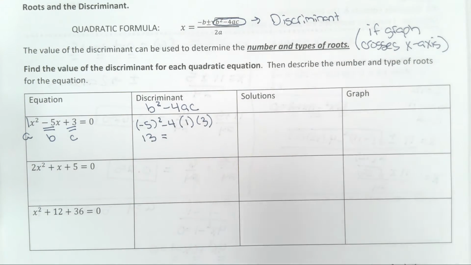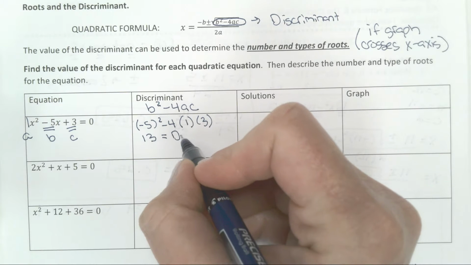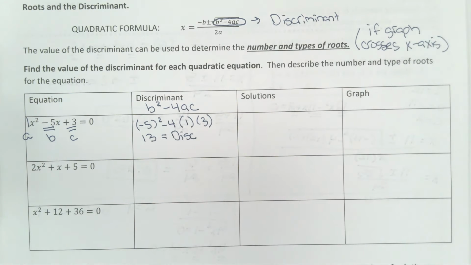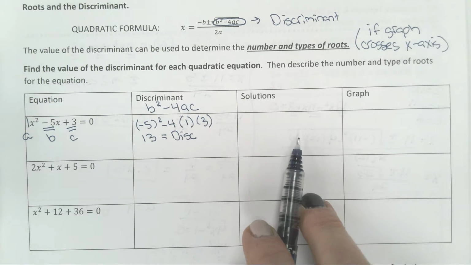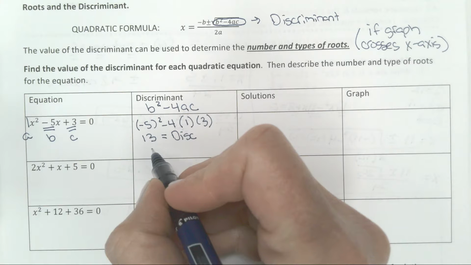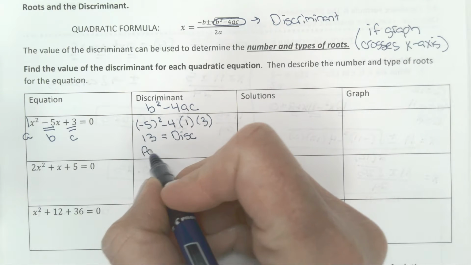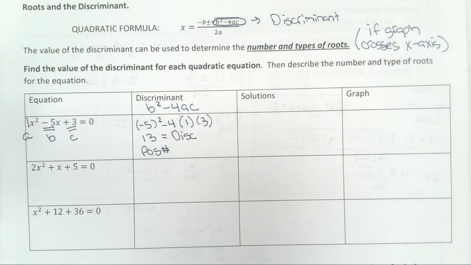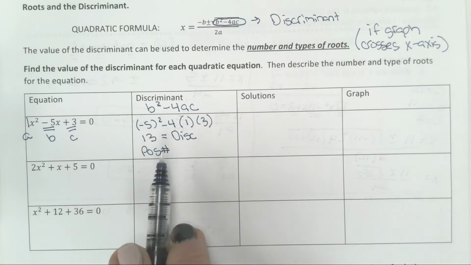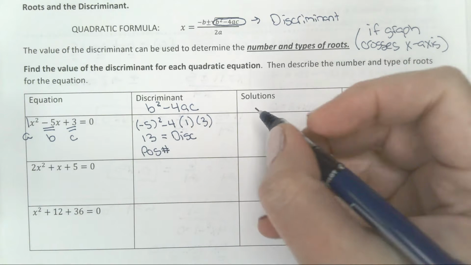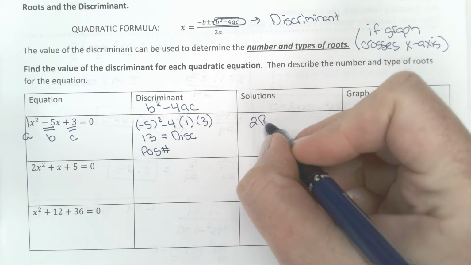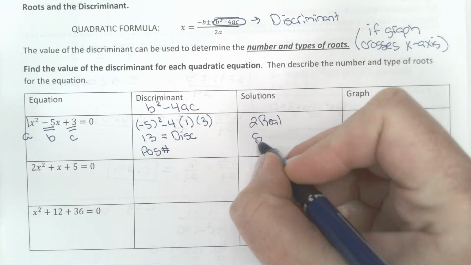So when it says, what is the discriminant? That is the number that you get. So 13 is a discriminant. So for the solutions, 13 is a positive number. And anytime you get a positive number, you will get two real solutions.